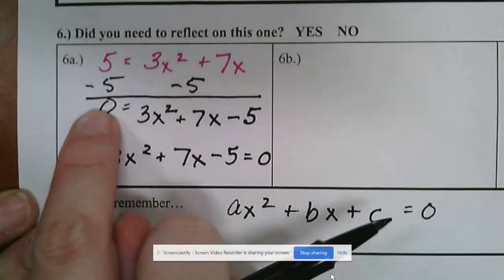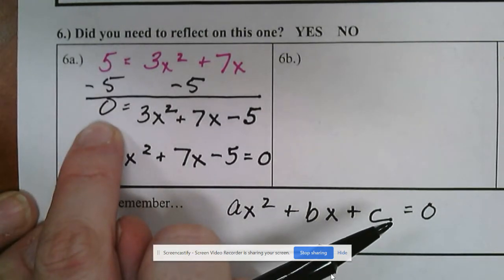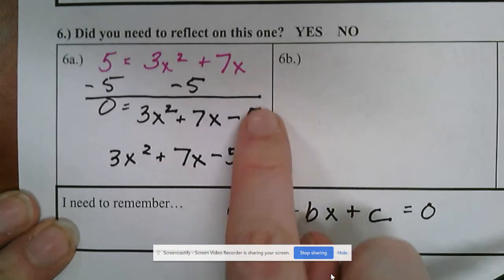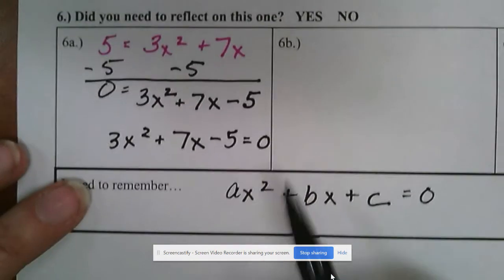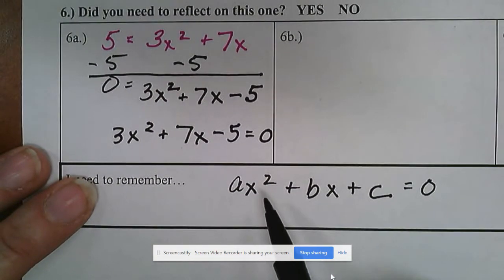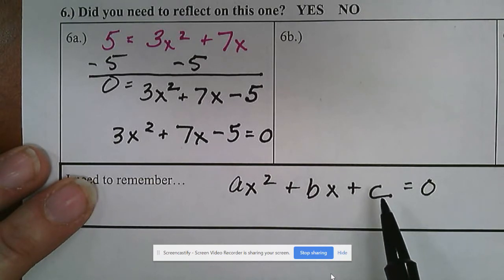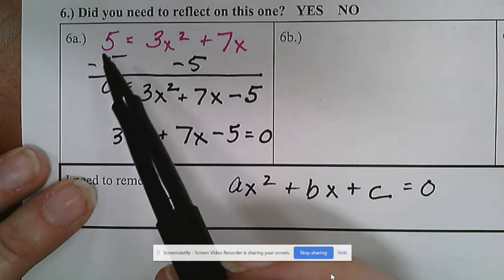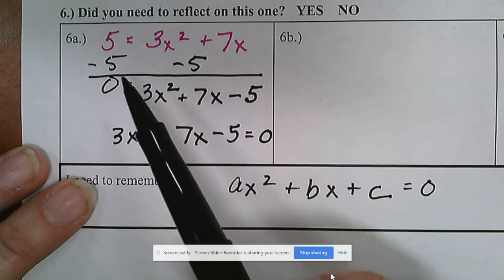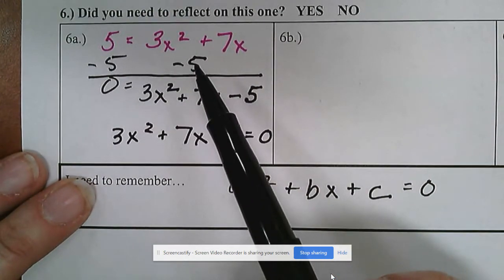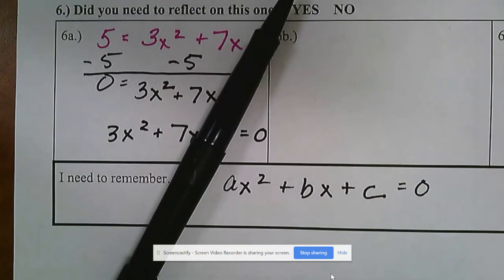So it's okay that our 0 is on the left. It can also look like this, and these mean the exact same thing. The key is that it has to be in this order: x squared, then the x, then the constant. And when you move something from one side to the other side, it changes the sign. So now you are going to finish 6b and 6c on your own.